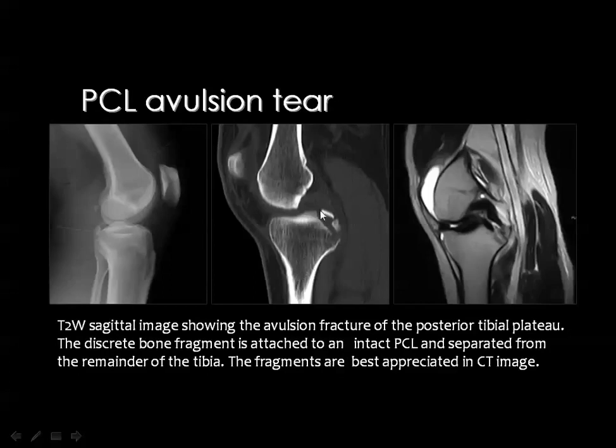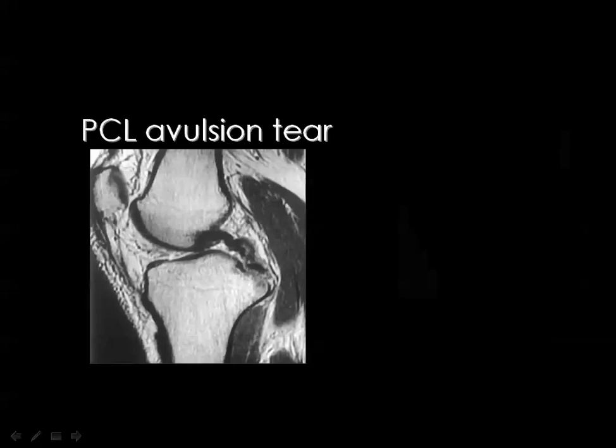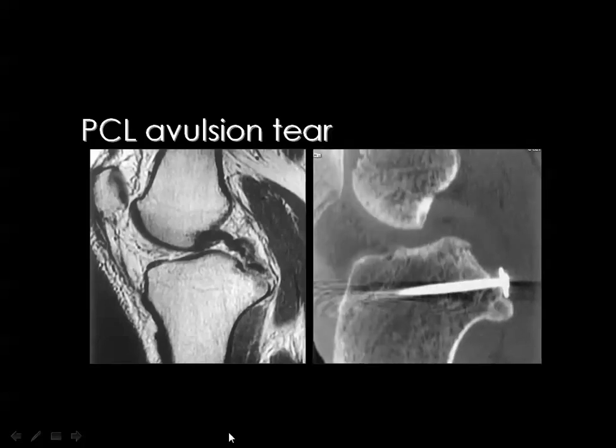You see the fragmentation of the tibial attachment of the posterior cruciate ligament, and this is the MRI of the same case. You see an avulsion of the tibial attachment of the posterior cruciate ligament. This is another example with avulsion of the tibial attachment, corrugation and laxity of the ligament itself, and this is one of the ways of treatment of this kind of avulsion.